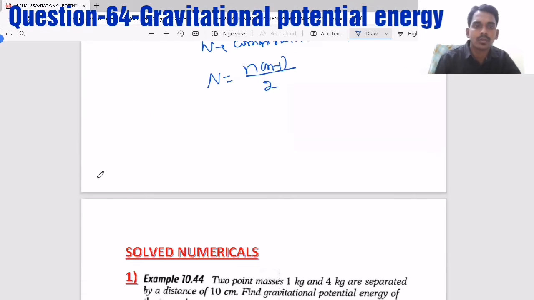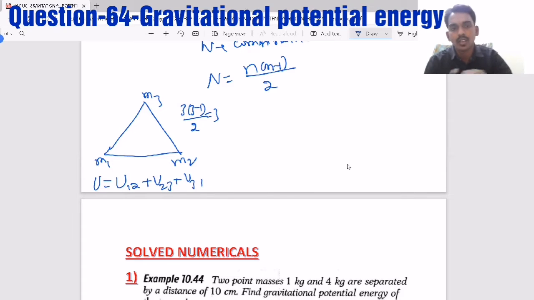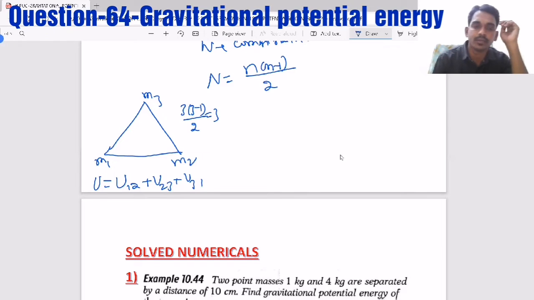Just like for example, consider a triangle having three masses at its three vertices, m1, m2, m3. Then for the total potential energy, the combinations are 3 into 3 minus 1 by 2, nothing but 3 combinations. One is between 1 and 2, another between 2 and 3, another between 3 and 1. You should not repeat U31 and U13, both are the same.